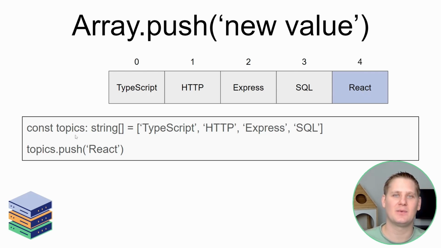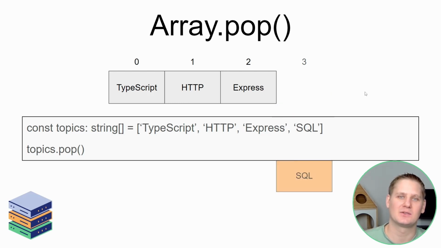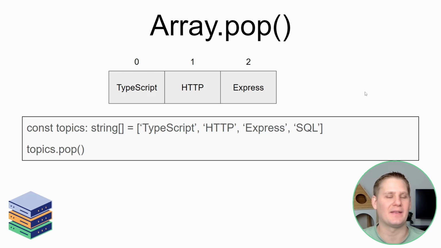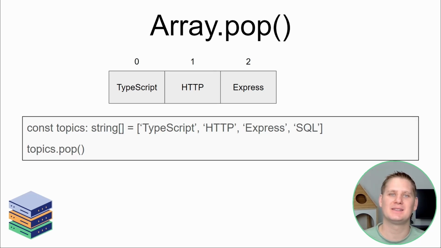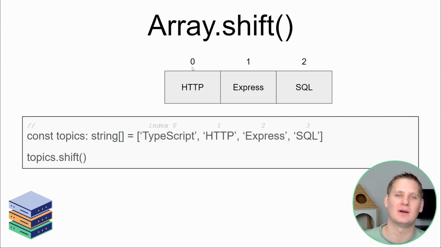The next method we want to look at is the pop method. The pop method will remove an element from the end of this array. So in this case, we say topics.pop, and the last element is SQL. So when we run this method, it would remove that last element. If we instead want to remove the first element in the array, we would use the shift method. The shift method will remove the element at the start of the array, and afterwards, the indexes would be shifted, so now HTTP is at index 0 as it is the first element of the array.